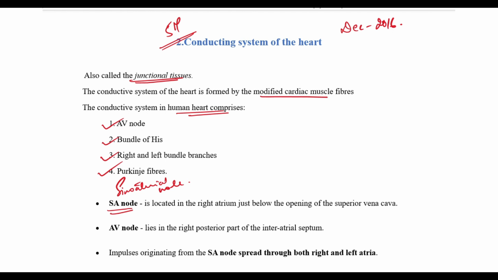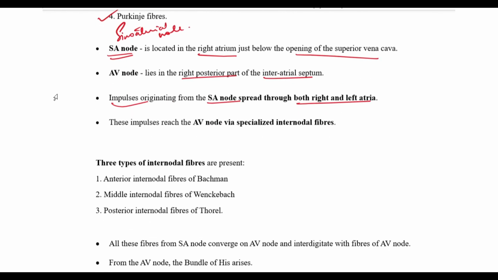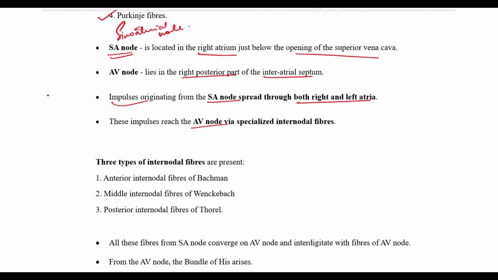It's located in the right atrium just below the opening of the superior vena cava. The AV node lies in the right posterior part of the interatrial septum. The impulses originate from the SA node and spread to both the right and left atria. These impulses will reach the AV node via specialized internodal fibers.